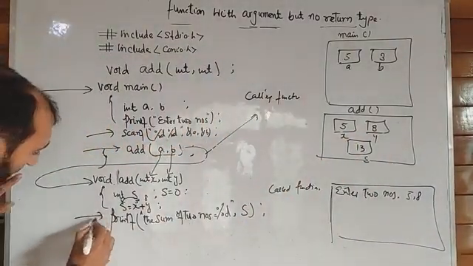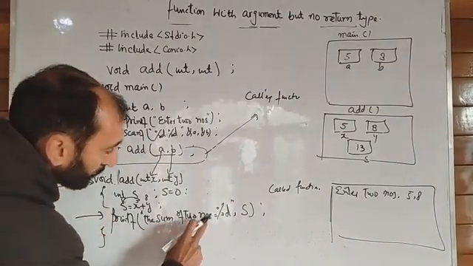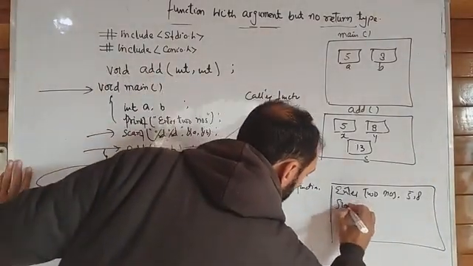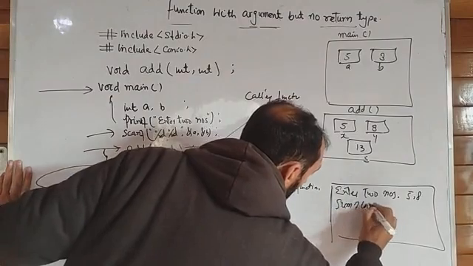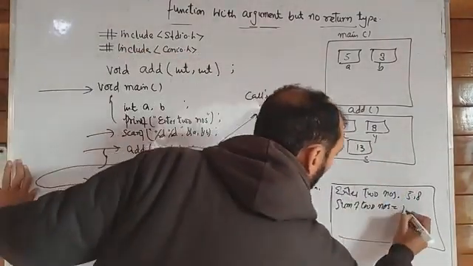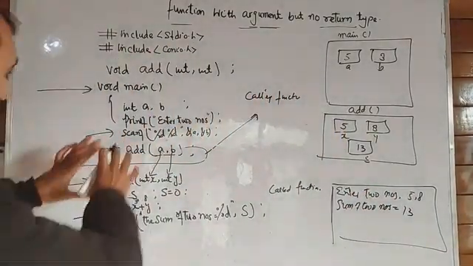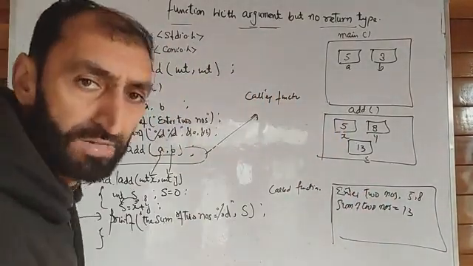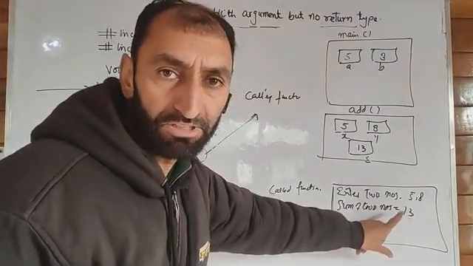And after that, control will reach here. Printf sum of two numbers equal to s. s is 13, so 13 will get printed. In this way, this is the working of this type of program.